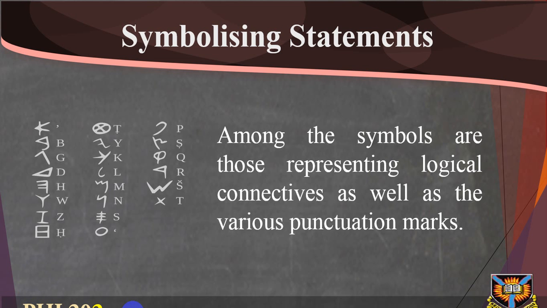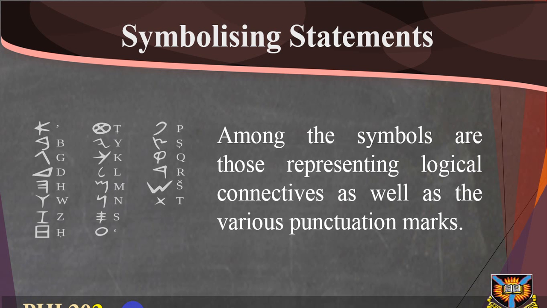2. Anambra wins its conference championship and either Benin wins its conference championship or Delta does not win the Super Bowl. A and bracket open, B or not D, bracket closed. Don't forget all the signs. Like I said earlier, the dot sign means and, the V sign means or, while the tilde sign means not. That's negation.